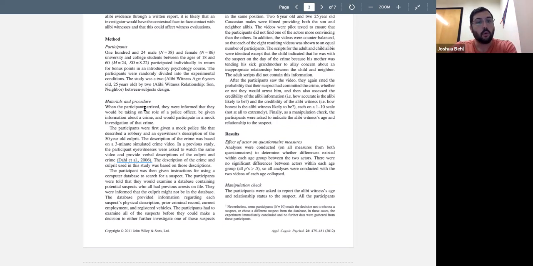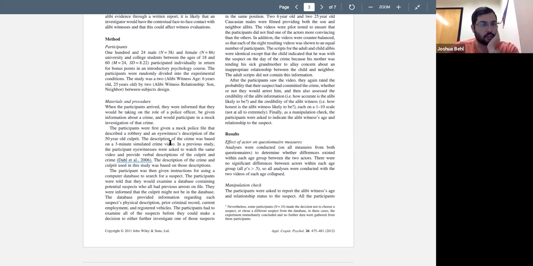So what we see is when participants arrived, so again, as soon as they walked through the door, they were informed that they would take on the role of a police officer, being given information about a crime, and would participate in a mock investigation of that crime. So straight out of the gate, you already know what they're doing. They're pretending to be cops. We already know the question is about alibi corroboration. So probably, without even reading any further, we can start to deduce what's going to happen: they're going to come in, get told they're going to be a cop, see one of these 4 conditions of an alibi, and have to evaluate how strong is this alibi, or do you not really believe it?